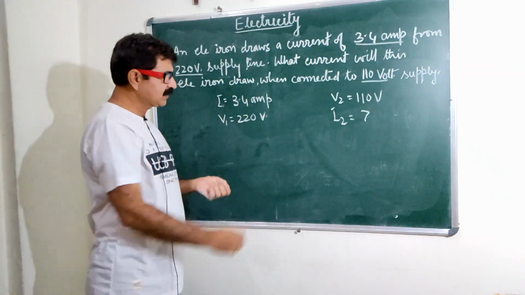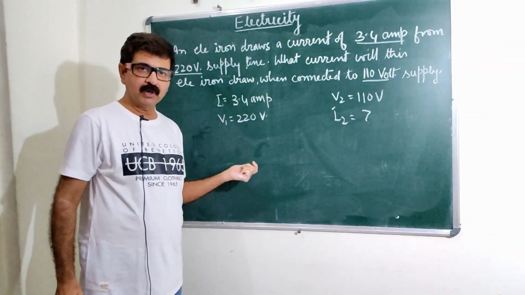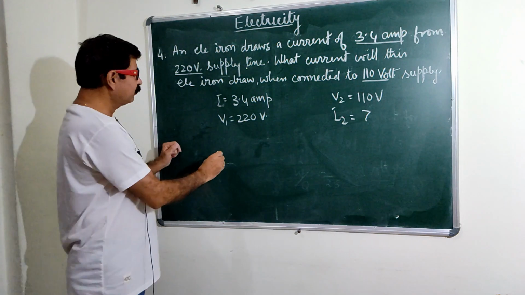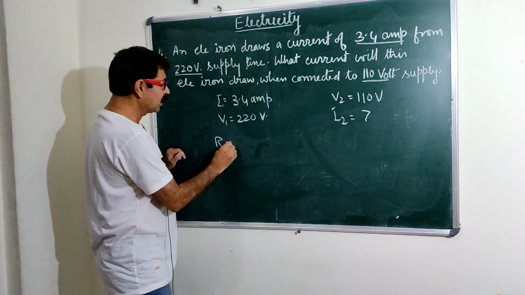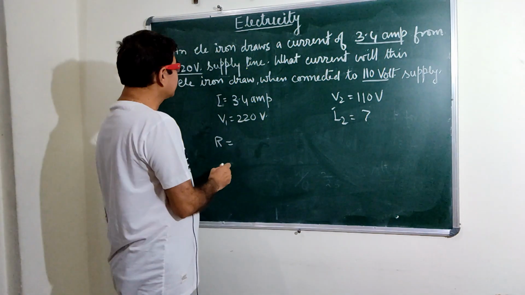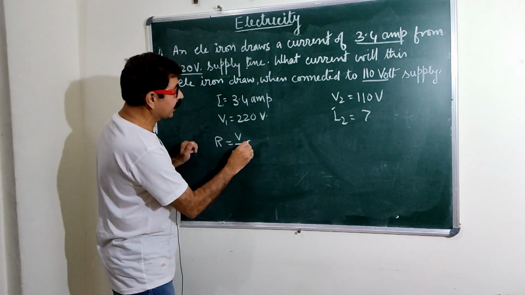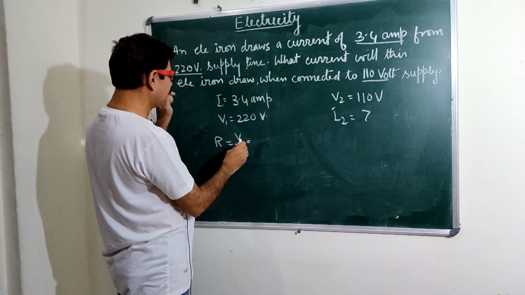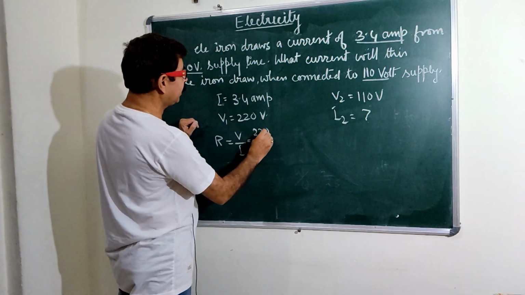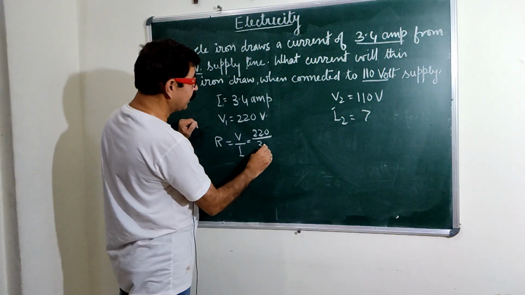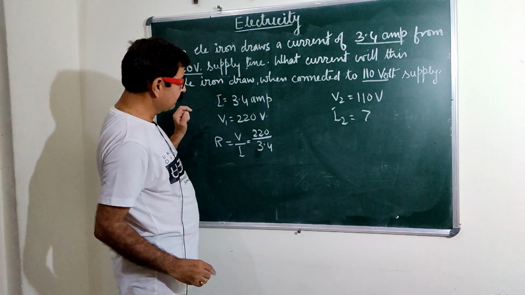One simple comparison से भी कर सकते हैं इस क्वेश्चन को. And another way is that we should find out R. R is equals to V upon I. V upon I solve करेंगे. V की वैल्यू दे रखी है 220 divided by 3.4 solve करेंगे.